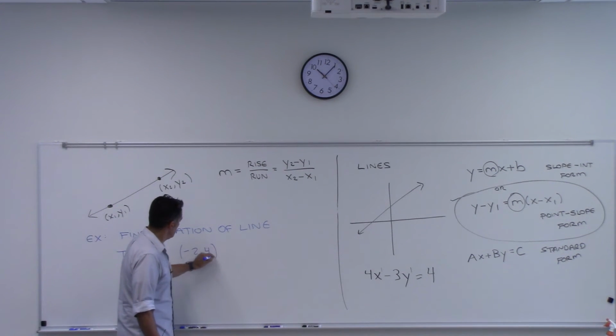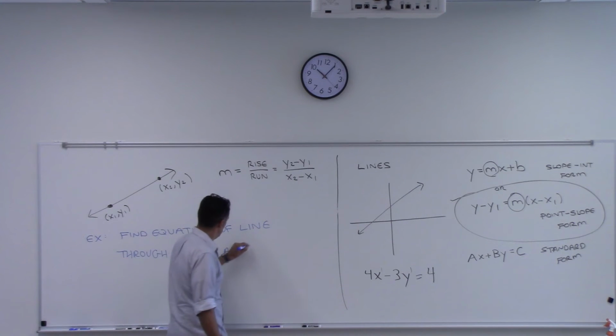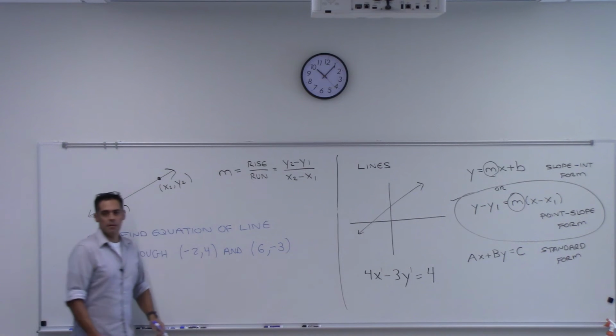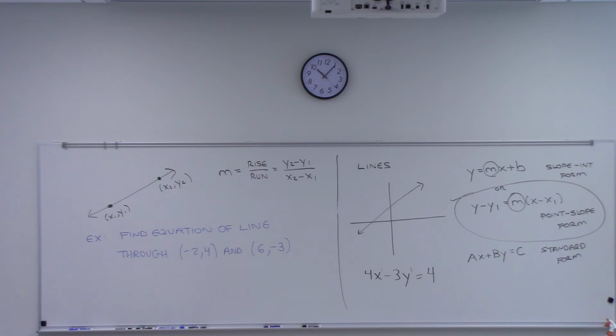-2, 4, and 6, -3. I've given you 2 points, right? 2 ordered pairs, and I'd like to know what the equation of the line through those points is. What's the first thing I'm going to do?